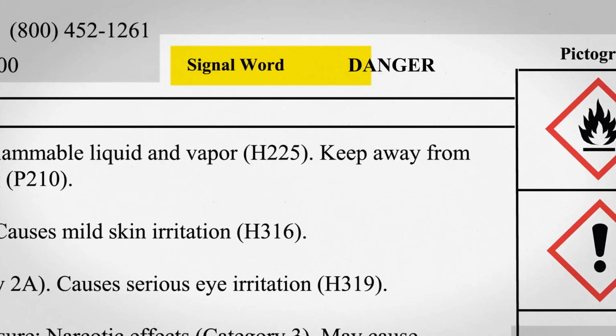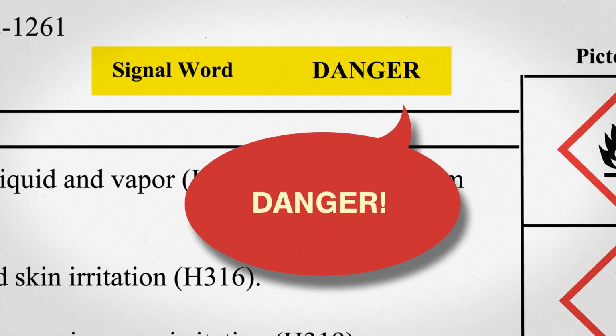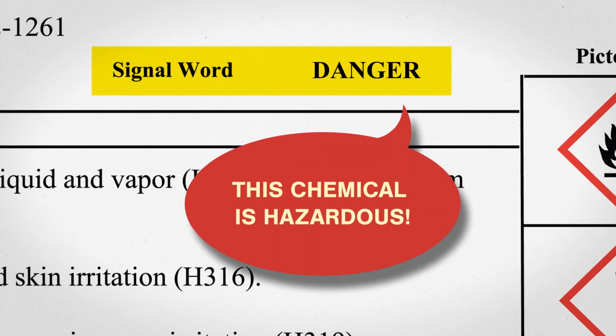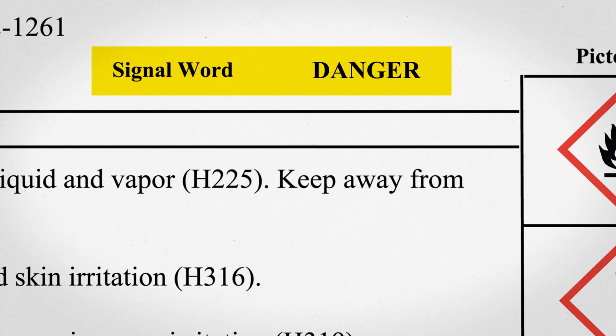The first is called a signal word. This serves as a kind of first alert. Danger, this chemical is hazardous. Pay attention. Chemicals that are less hazardous may use the word warning instead of danger, while non-hazardous chemicals won't have a signal word at all.